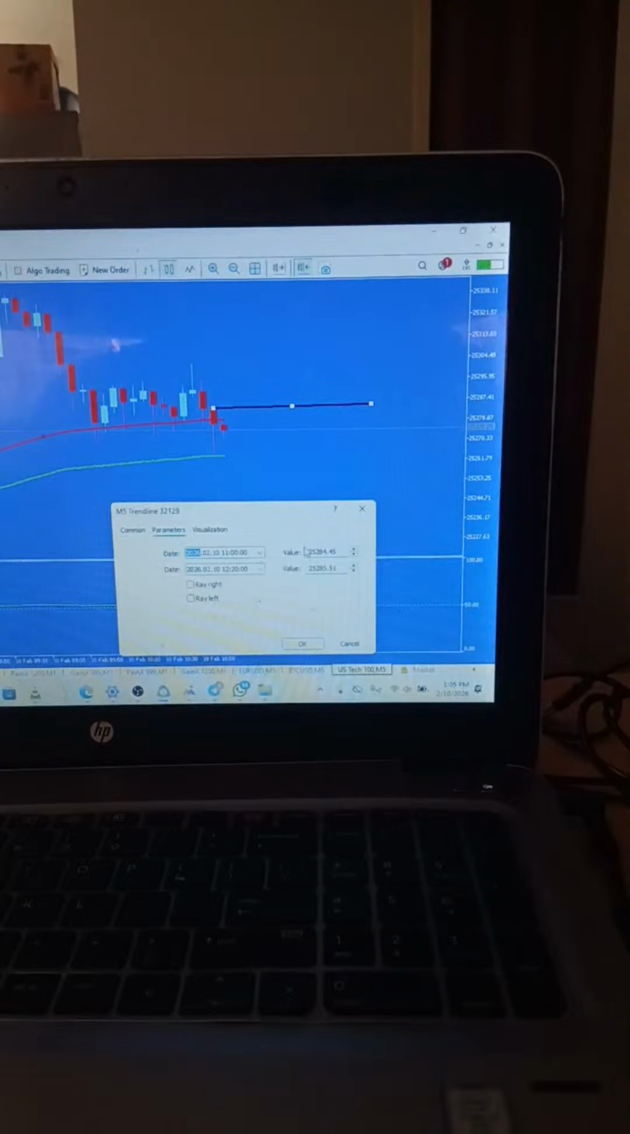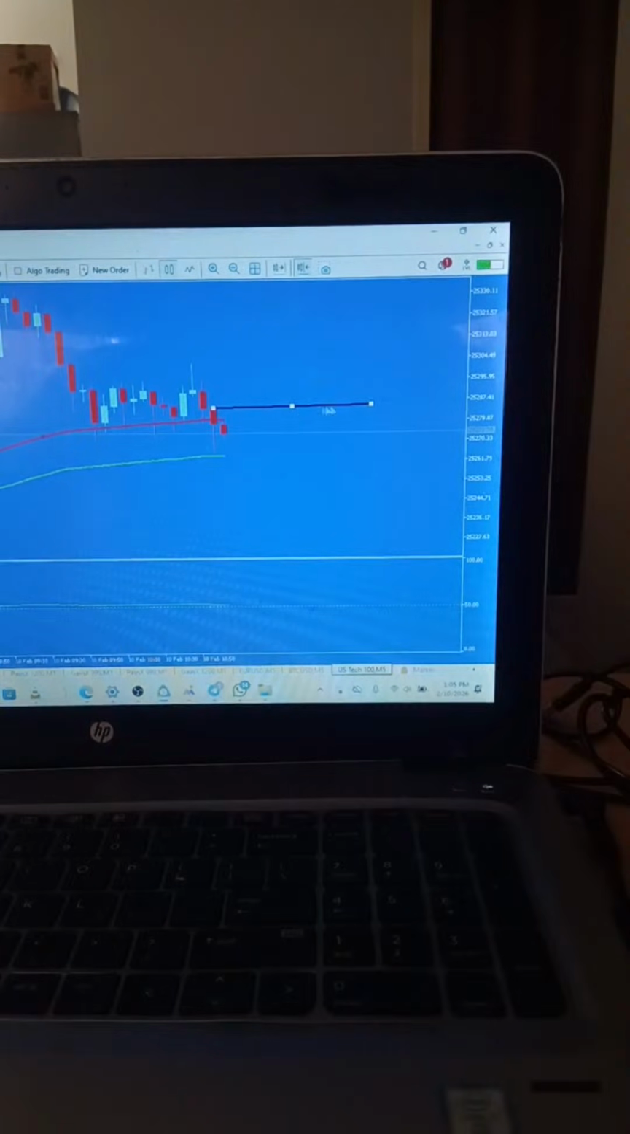So as simple as this. If you're someone who doesn't understand analysis, you don't know anything about analysis, this is a perfect strategy that you can make use of. So you're a Forex beginner, you're still learning how to trade. You can make use of this particular strategy. It's very, very easy. Just follow what I've just explained here.